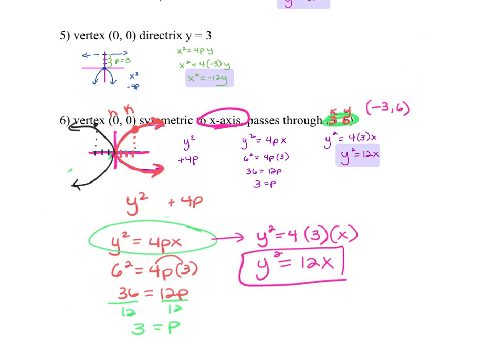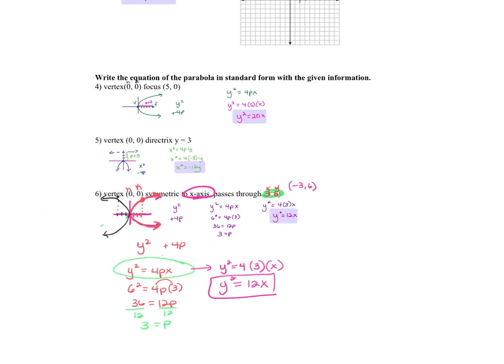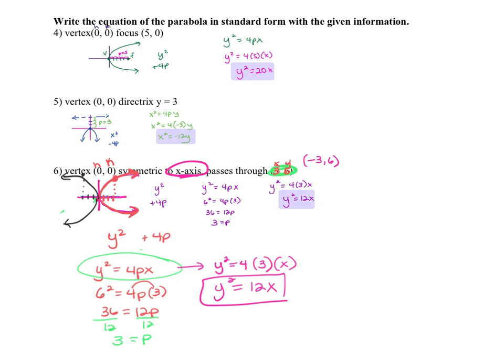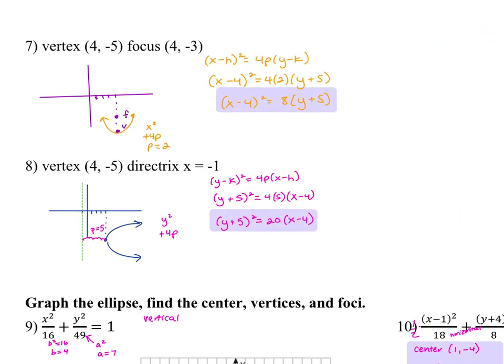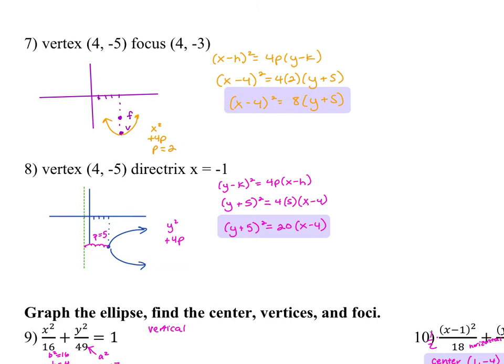Any other questions from the first page? Sorry, can you zoom in on the graph for a second? For which one? For 6? Yeah. All right, questions on 7 or 8? Still finding the equation, just given lots of different information.